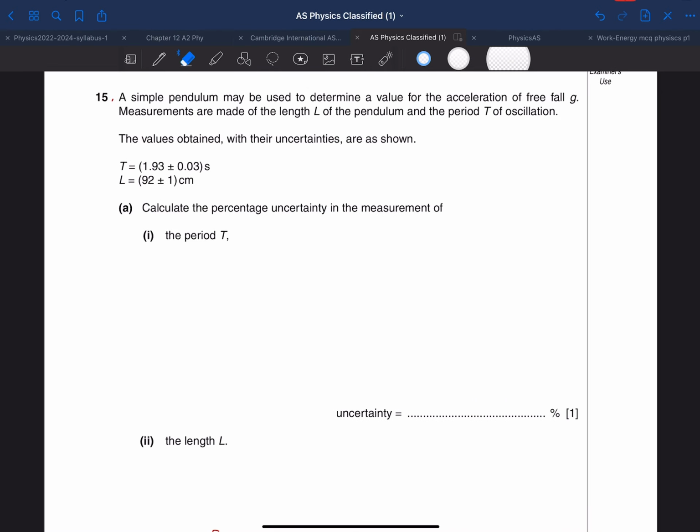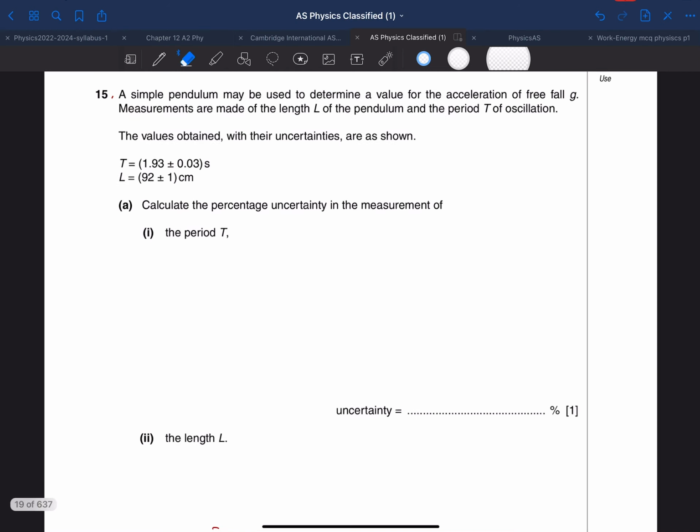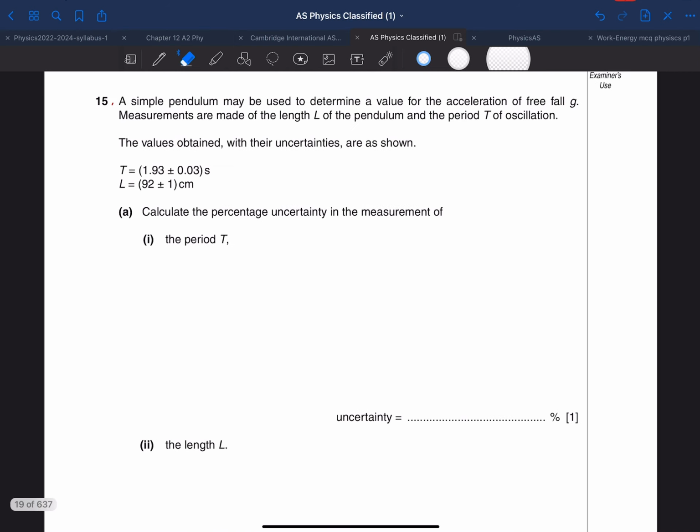A simple pendulum may be used to determine a value for the acceleration of free fall g. Measurements are made of the length L of the pendulum and the time period of oscillation. The values obtained with their uncertainties are as shown: time with uncertainty and length with uncertainty. Calculate the percentage uncertainty in the measurement of time.